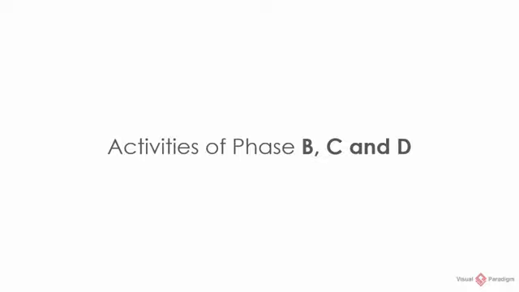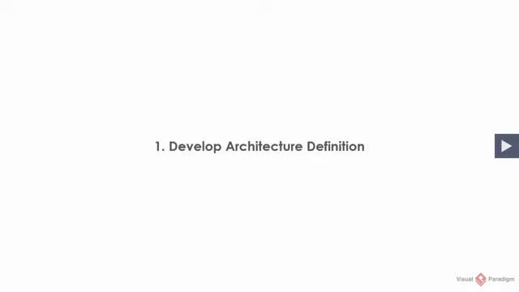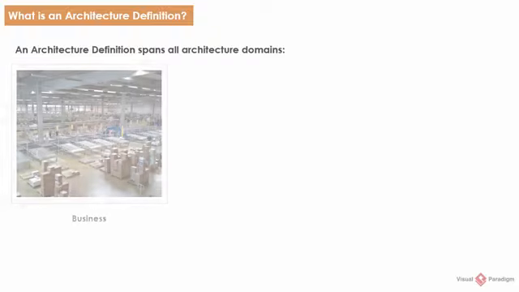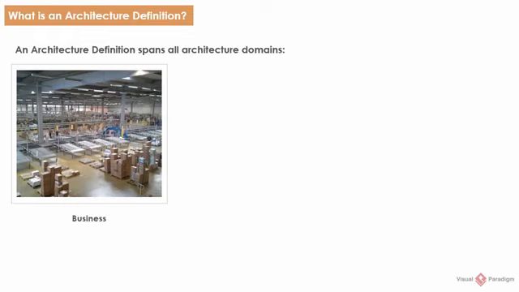Activities of Phase B, C, and D. Activity 1. Develop architecture definition. Let's refresh our memory first. We said that an architecture spans three domains. Let's take a closer look. The first one, the business domain.